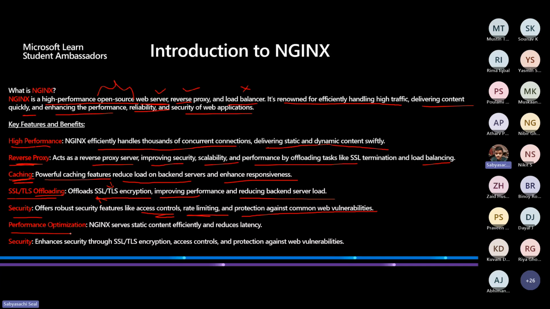It can also provide performance optimization, like NGINX serving static content efficiently and reducing latency. Static content usually means stuff that is already there, where nothing is being generated. Front-end websites are usually built as static content. So that is static. The security point is just a copy point, forget about this.